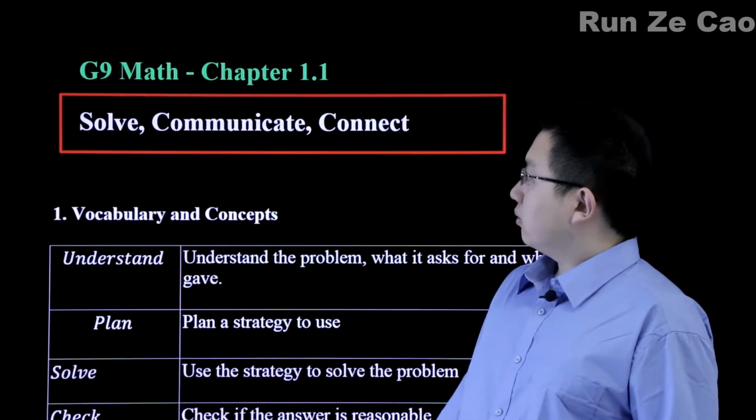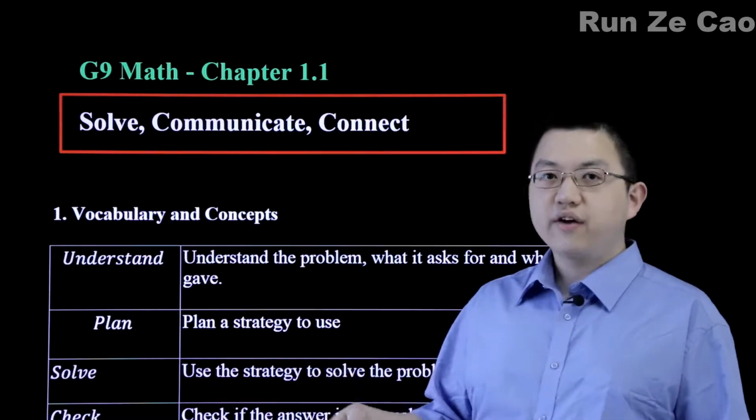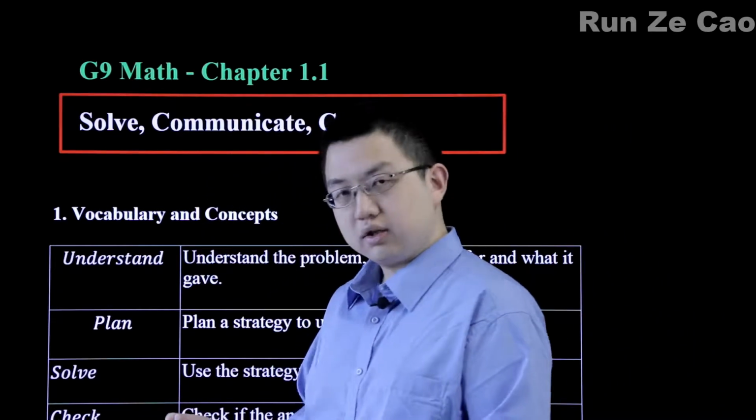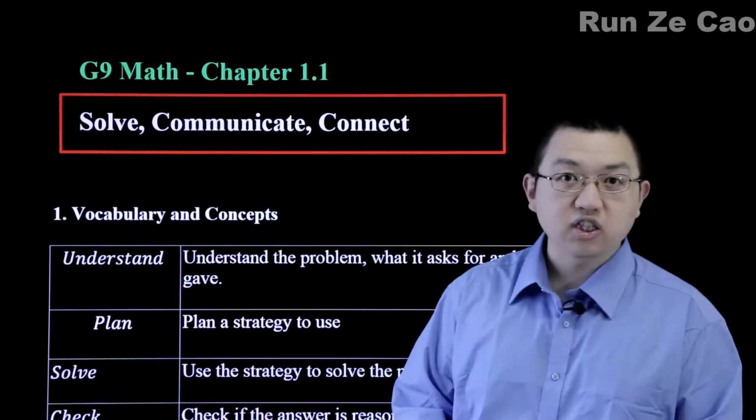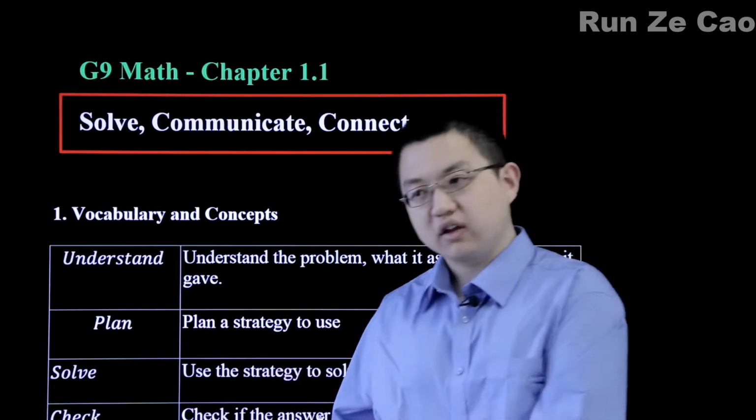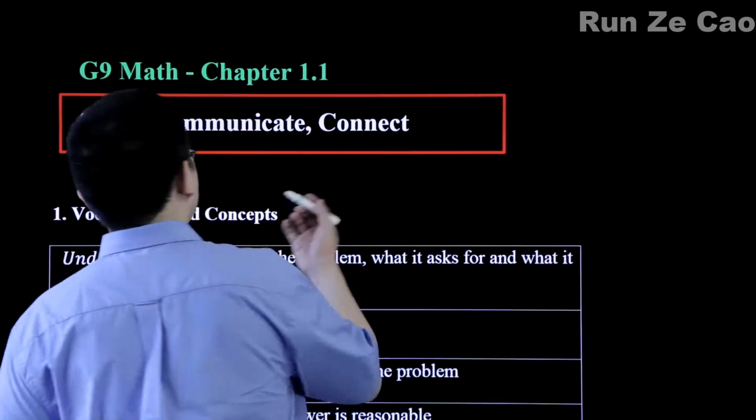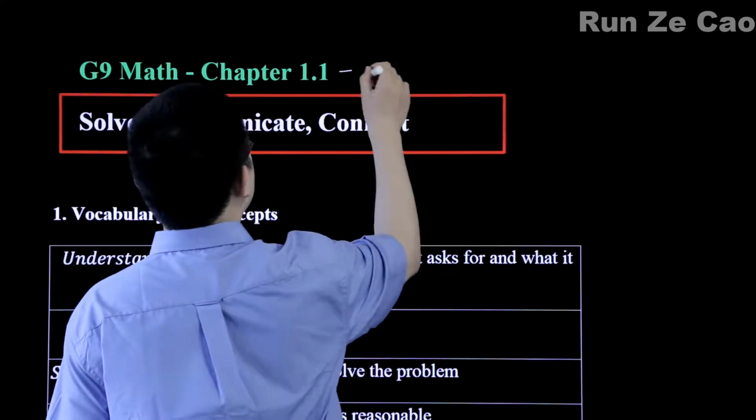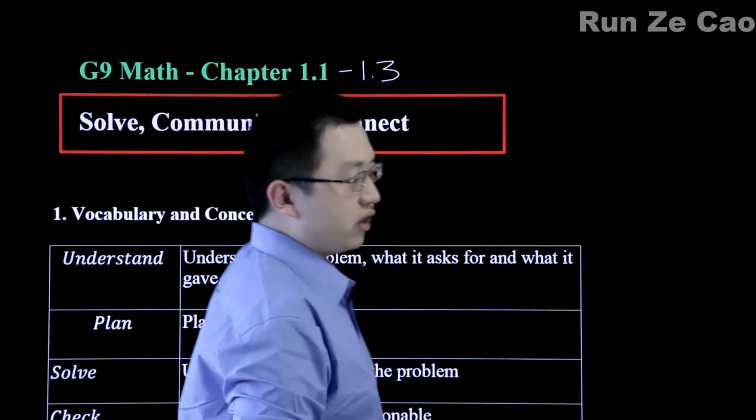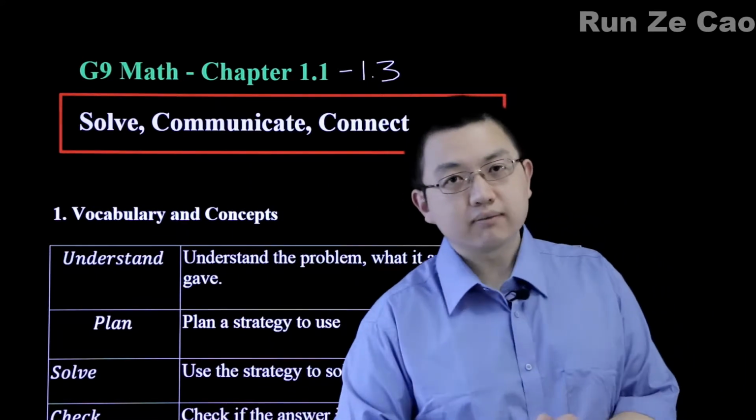Alright, so first we need to start off with stuff like, oh, solving problems, communicating our solutions, or communicating information in general, and connecting between real life and math expressions. So technically speaking, calling this chapter 1.1 is a little bit off the mark, because most textbooks use several different sections for this. So let's just say it's up to 1.3.